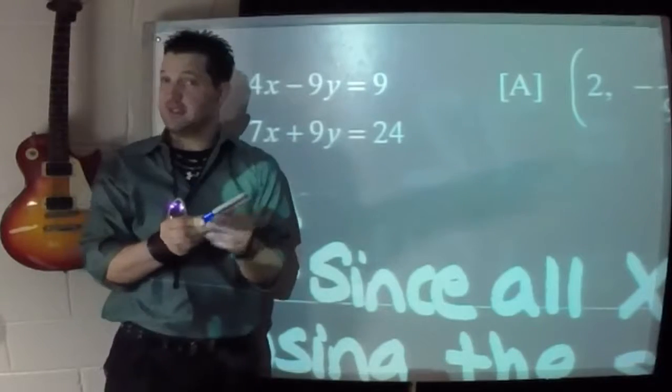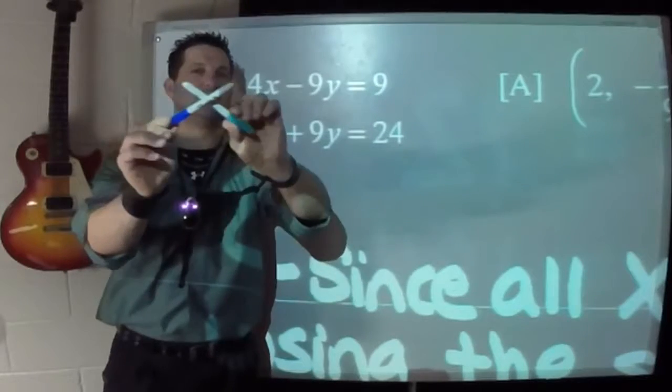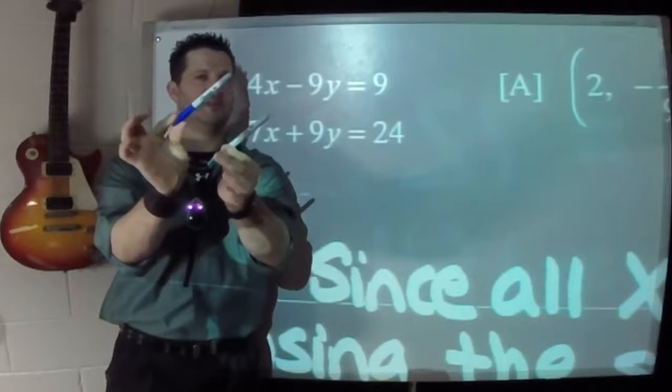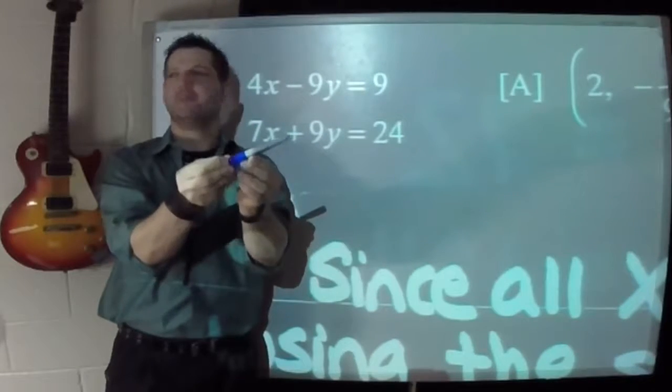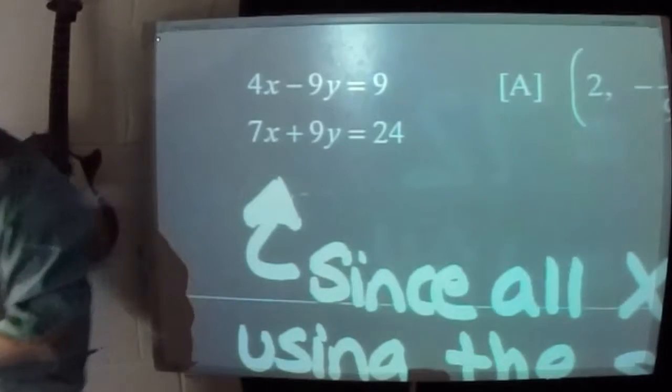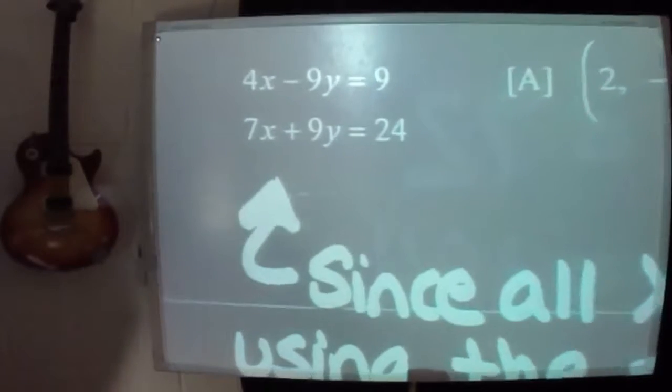Do you remember the names of systems? This was consistent. What was this one? Inconsistent. Consistent, inconsistent, and then this one, which was weird. Dependent. You kind of need to know those two because sometimes those are your multiple choice answers.